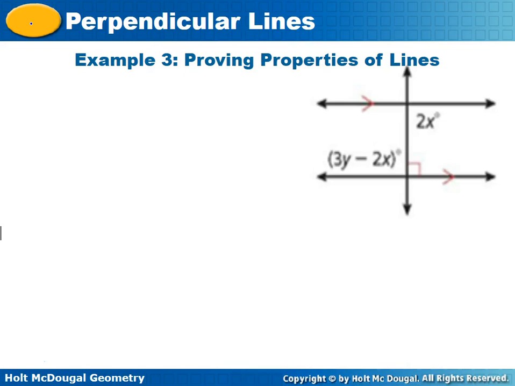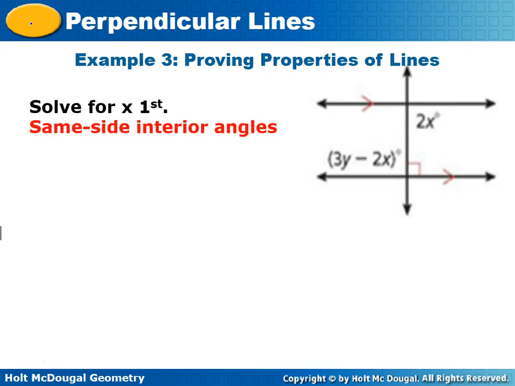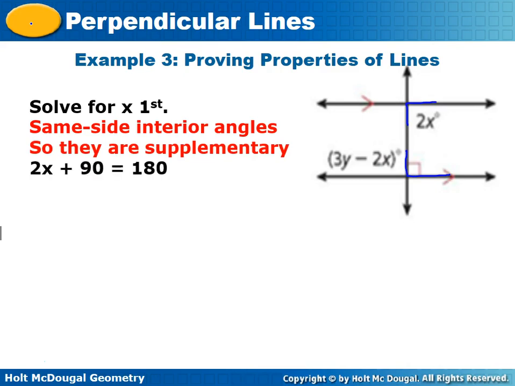All right, let's look at the next one. This one, we're proving properties of lines. So we're going to solve for x first. We're going to use the same side interior angles because these two angles, hopefully you notice here, are same side interior angles. And we know that same side interior angles are supplementary. So we're going to add those two together and set them equal to 180. And know again that this angle down here is 90 degrees. So we're going to subtract 90 from both sides. That gives us 2x is equal to 90. And so x is equal to 45.